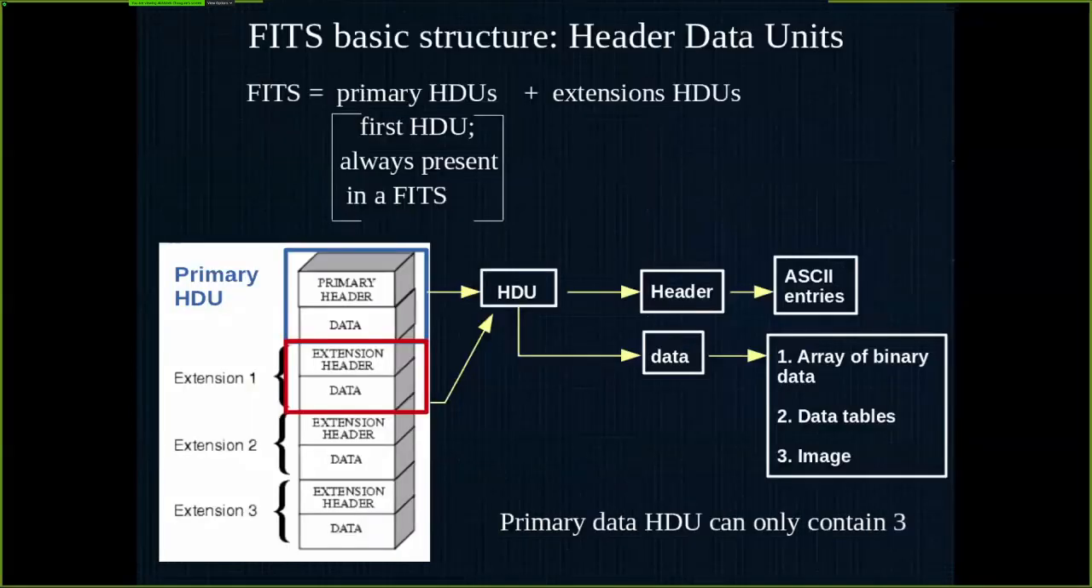So to recapitulate, FITS is composed of header data units. It has a primary header data unit and extensions. The primary header data unit is always present in a FITS file. Now, each header data unit, be it primary or extension, has a header and a data unit. The header is in ASCII. The data can be in binary, ASCII tables, or image. However, in case of the primary header data unit, only the image can be present, as far as my studies and what I have learned so far.